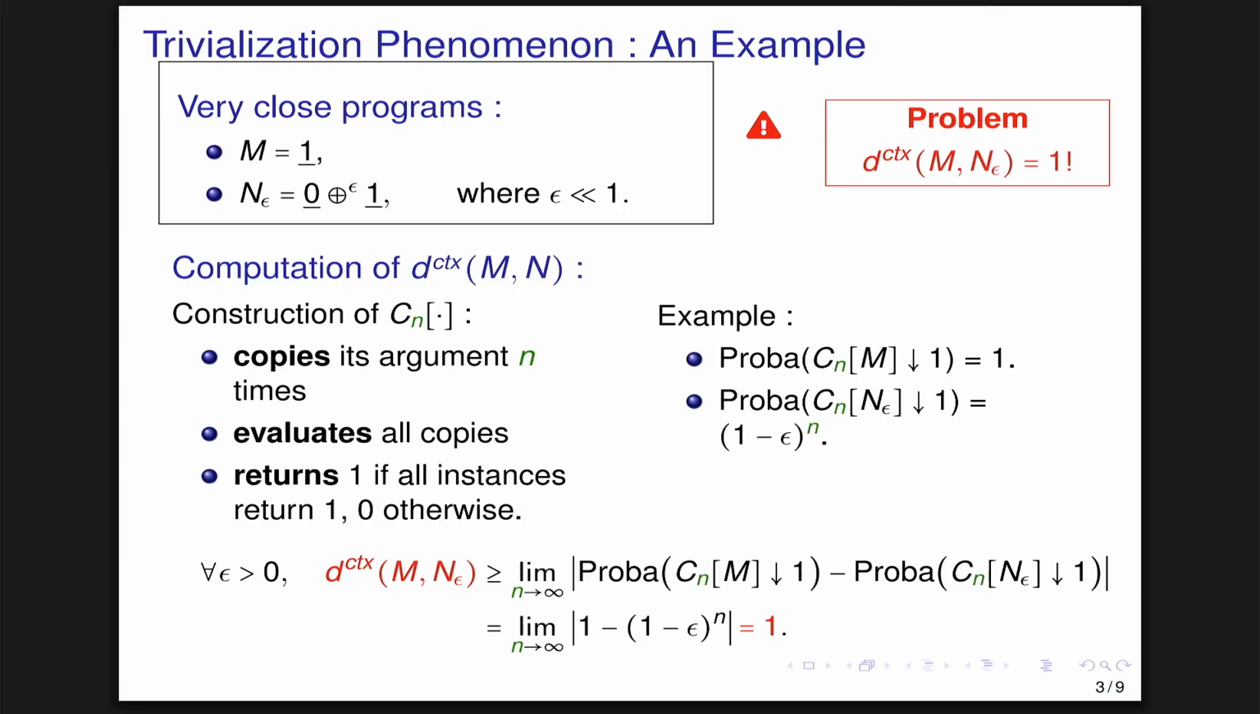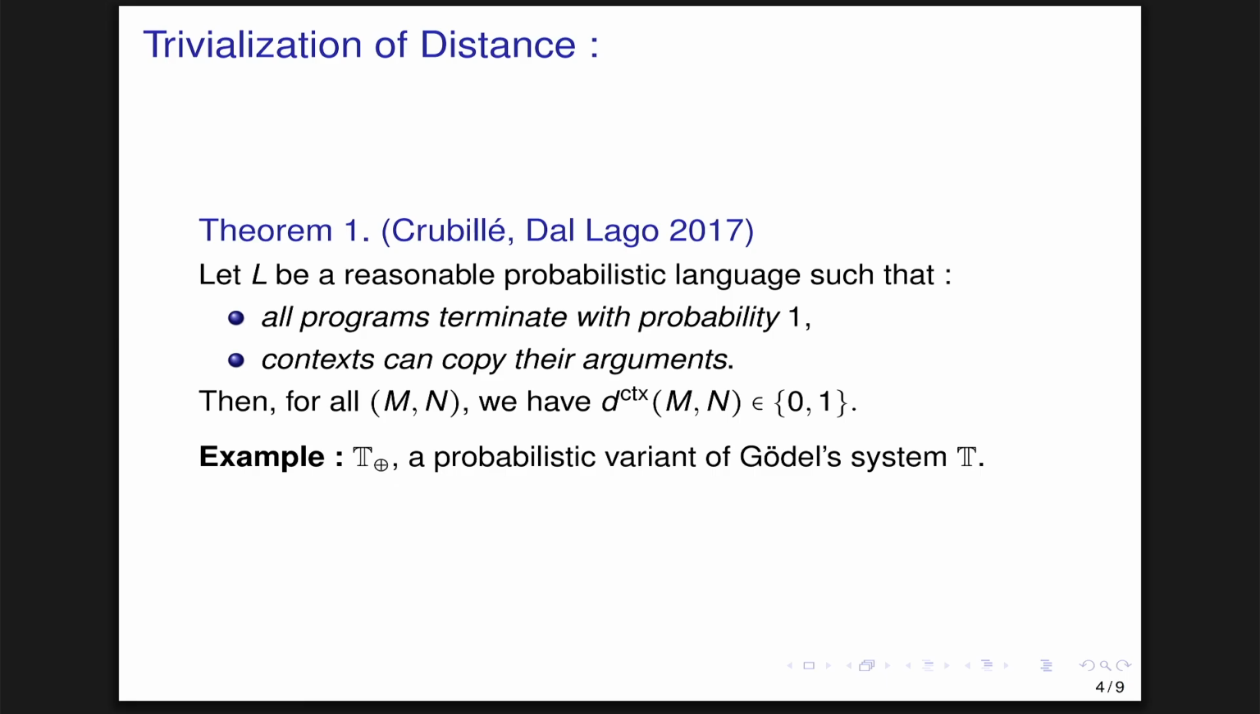This trivialization phenomenon is formalized by Crubillé and Dal Lago in this theorem. If we have a probabilistic language in which all programs terminate with probability 1 and the contexts can copy their arguments, then for any pair of programs M and N, either M and N are contextually equivalent and the distance between them is equal to 0, or the two programs are not contextually equivalent and the distance between them is equal to 1. An example of such a language is T plus, a probabilistic extension of Gödel's system T with the addition of a choice operator.